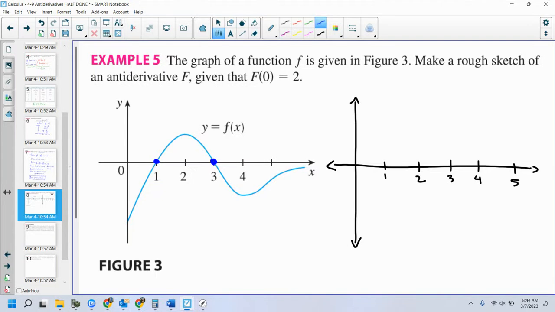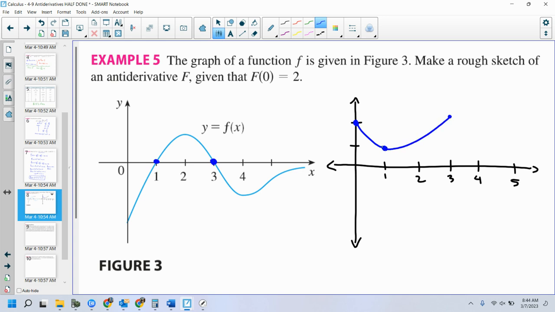Now we're told that f of 0 is 2. So let's call this (0, 2). And we know that there's a bottoming out point happening at 1. Let's go right here. And then what's happening at 3? Is it a minimum or maximum? A maximum, because it is going from increasing, because it is above the x-axis, to decreasing, because it's below the x-axis, right? So it's increasing to decreasing.